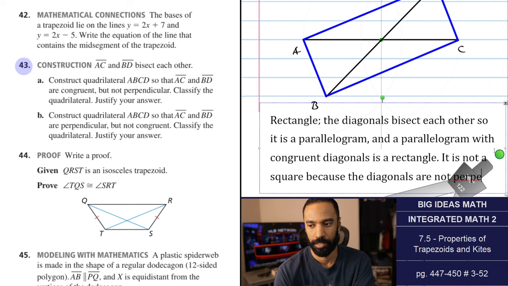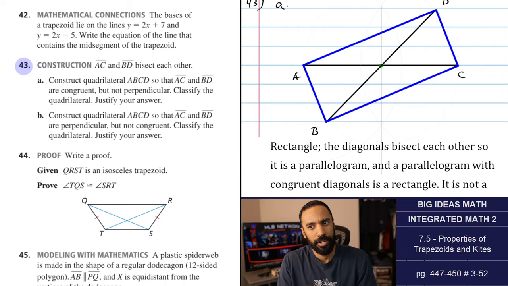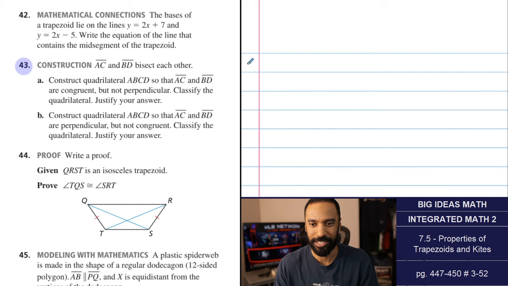Okay, so there is part A for number 43. And see, this is all about trapezoids and kites. I was imagining to get one of those, but I guess not. I guess they do want to talk about some of the other quadrilaterals, which is kind of nice. Sorry, I need part B, 43B.